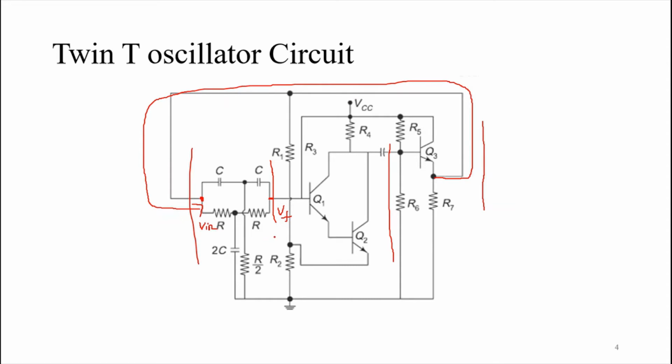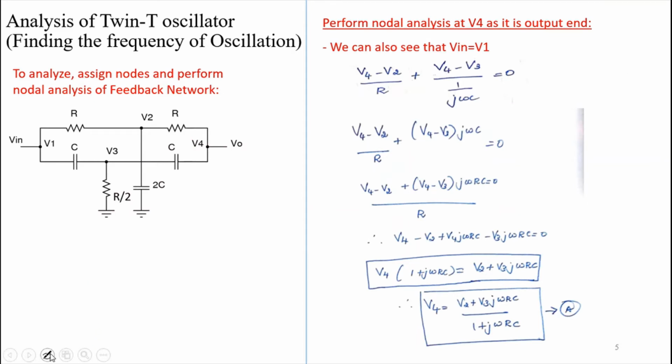Now if we want to find the frequency of oscillation of the twin-T network, we'll just analyze this feedback network. So now we are going to find the frequency of oscillation of the twin-T oscillator. To find it, we have to analyze the feedback circuit, that is the twin-T feedback network. I've just redrawn the twin-T feedback network with the values as mentioned in slide 1.